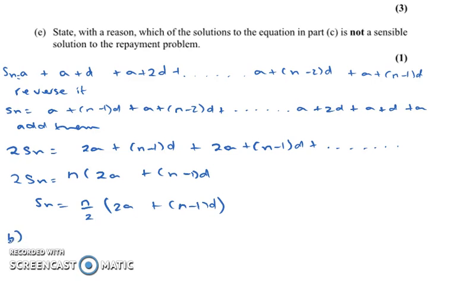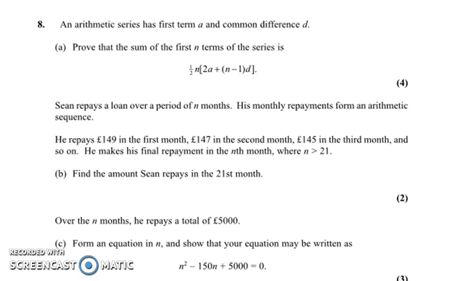So moving on to part B, it says that Sean repays a loan over n months. His monthly repayment forms an arithmetic sequence. He repays 149 in the first month, so that's a, 147 in the second month, 145 in the third month. So d is minus 2, because he's paying back less each month.